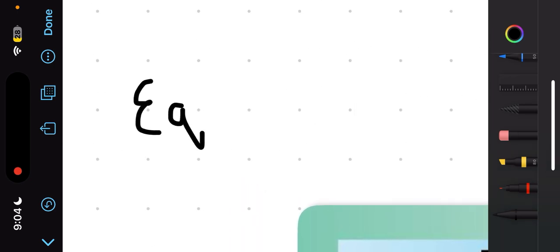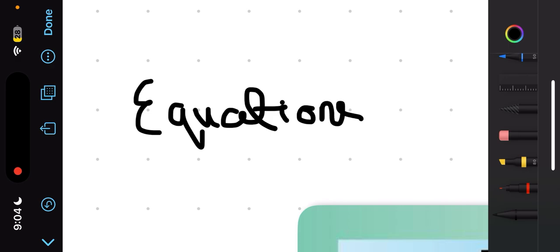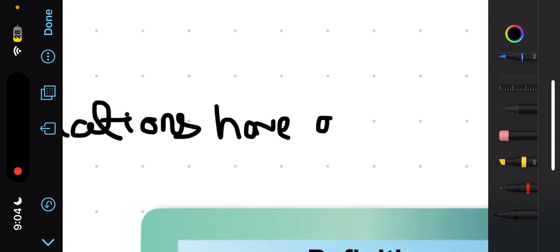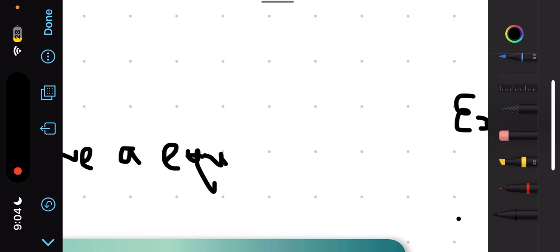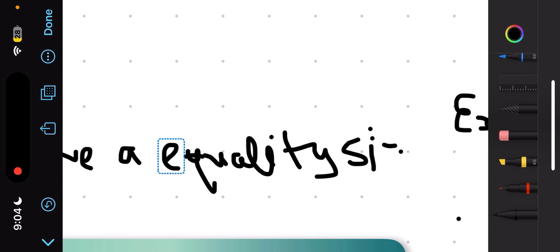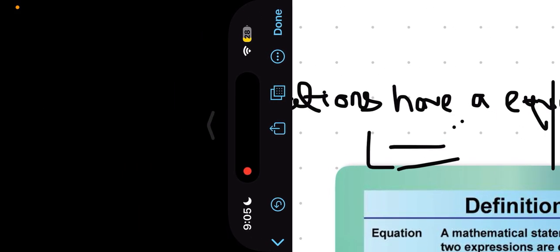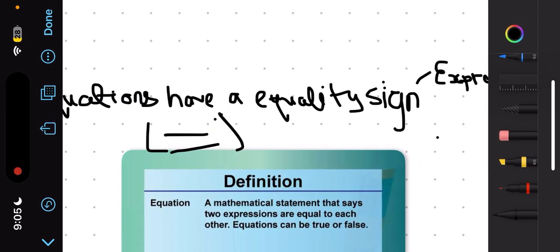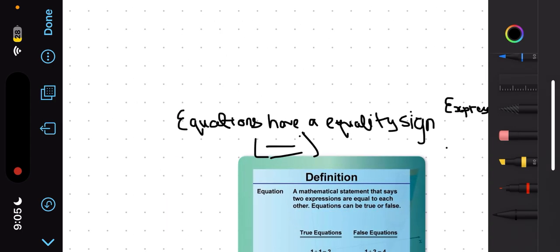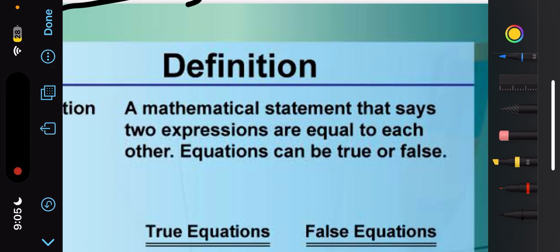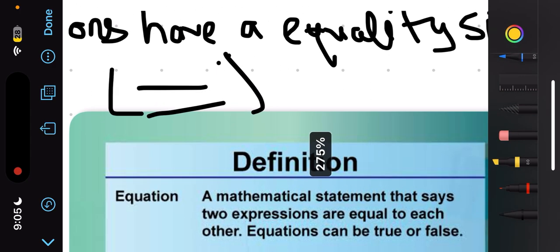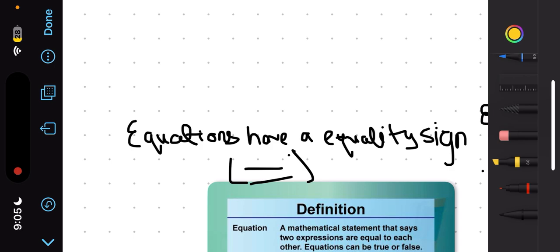In simple terms, equations have an equality sign. This is the difference between an expression and an equation. Equations have an equality sign. Now see what equations are. You can simply tell that any mathematical sentence or statement that has an equal sign, that is equal to something, is known as an equation.